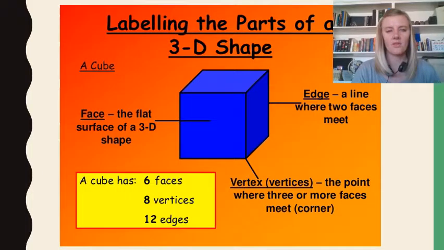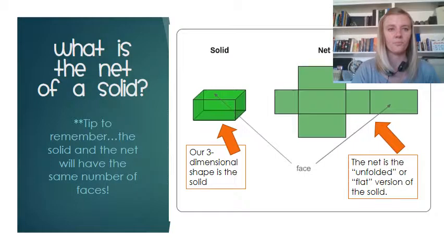So remember that a face is a flat surface of your 3D shape. On this cube here, we would have 6 faces. We would have a front and a back, a top and a bottom, a right side and a left side. So we would have to find the area of all 6 sides and then add them together. And this is like our net.